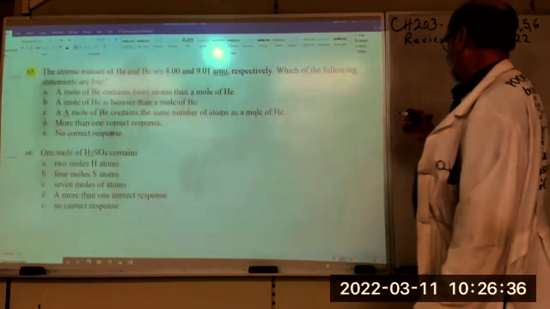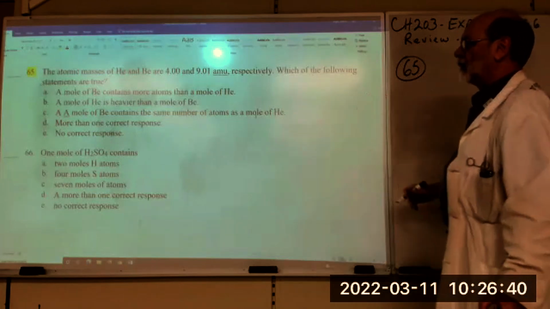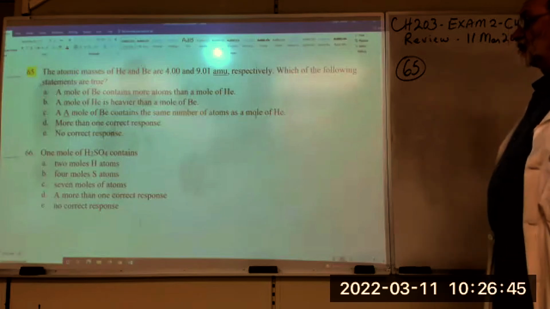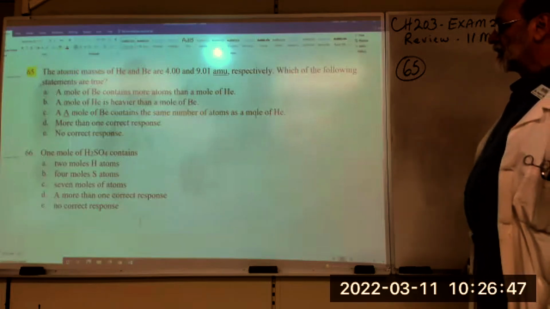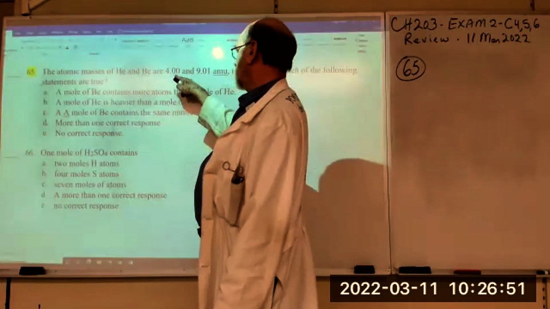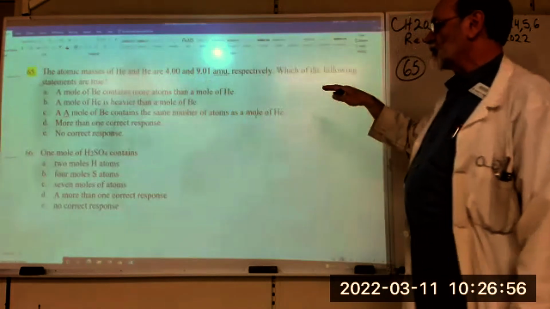Okay, 65. Good on time. Half hour. The atomic masses of helium and beryllium are 4 and 9.01 respectively. Atomic mass units. So that's how much each atom weighs. Helium's 4, beryllium's 9.01. Which of the following statements are true?